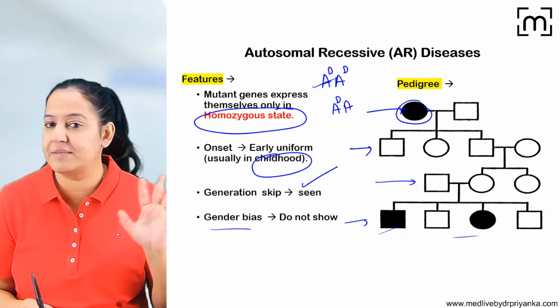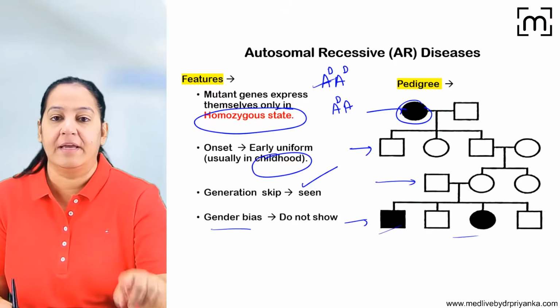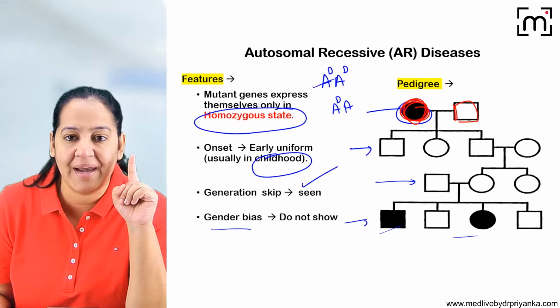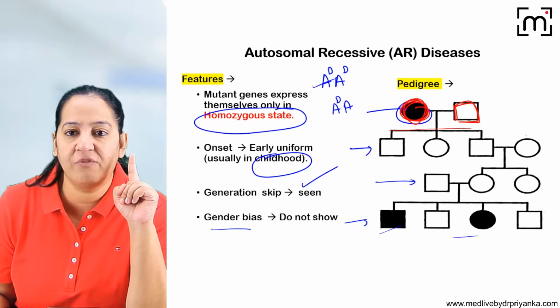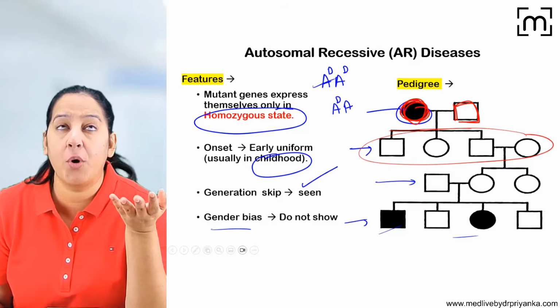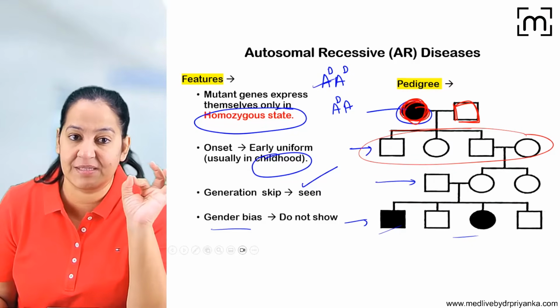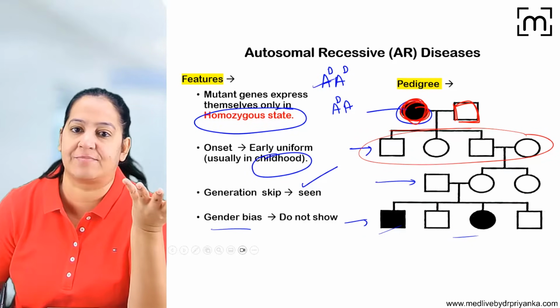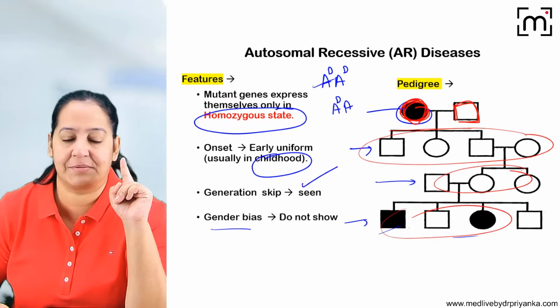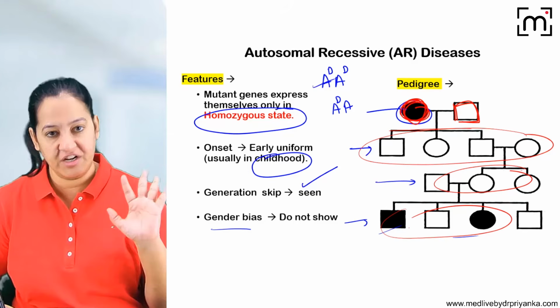And what about the gender bias? There is no gender bias. We can prove that. See, the affected female marries a normal male. You can see all the 4 siblings are normal. They don't have the disease, maybe because it is expressed only in homozygous condition. So they are not expressing. So here also they are not expressing. And here in this, you can see they are expressing. So gender bias is not there.